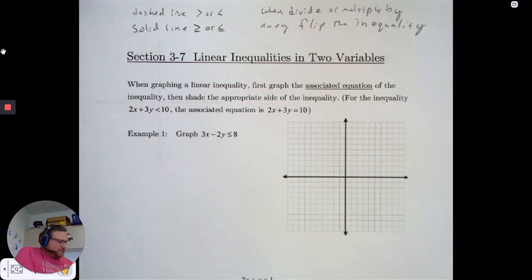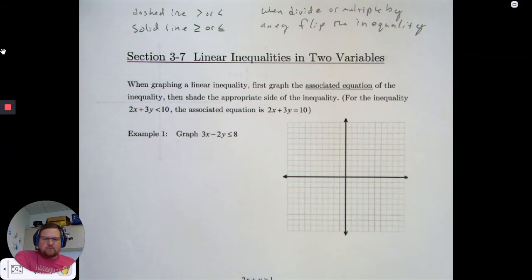Alrighty, so then, let's look at our first example here. It says graph 3x minus 2y is less than or equal to 8. Well, the first thing we need to do is solve this for y equals. If you were to use this, say, on Desmos, you could type that in and it would graph it for you. But that doesn't really help you out today, right? You need to actually be able to do it, because when it comes time for your test, you're going to have to be able to do it out on paper.